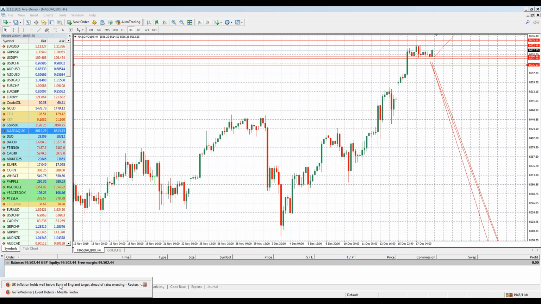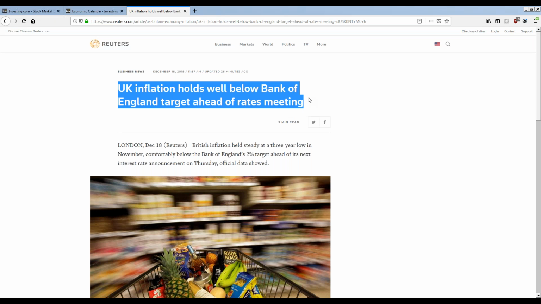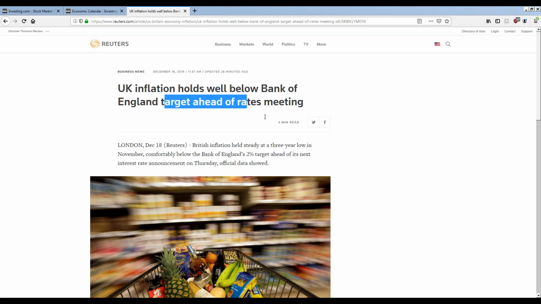Let's take a look then, some fundamental news. And I just want you to get a feel for what the general direction is in terms of sentiment right now, and then also what you think is going to happen next. So UK inflation holds well below Bank of England target ahead of rates meeting. If UK inflation isn't anywhere near their target, is that good or bad for the strength of the pound? Inflation is much lower than the target. Is that good or bad news for the strength of the pound? This headline. If we were going to look at a chart on Great Britain pound, let's say against the yen.